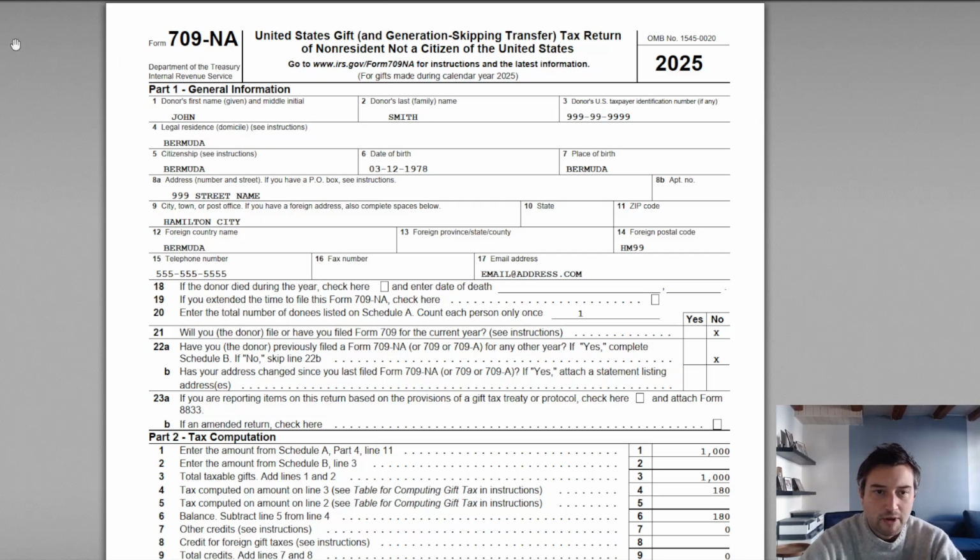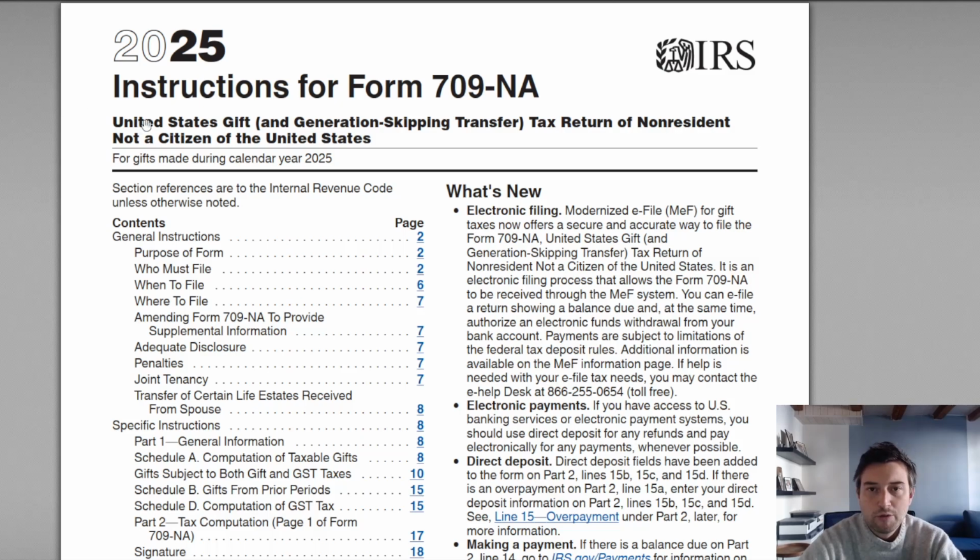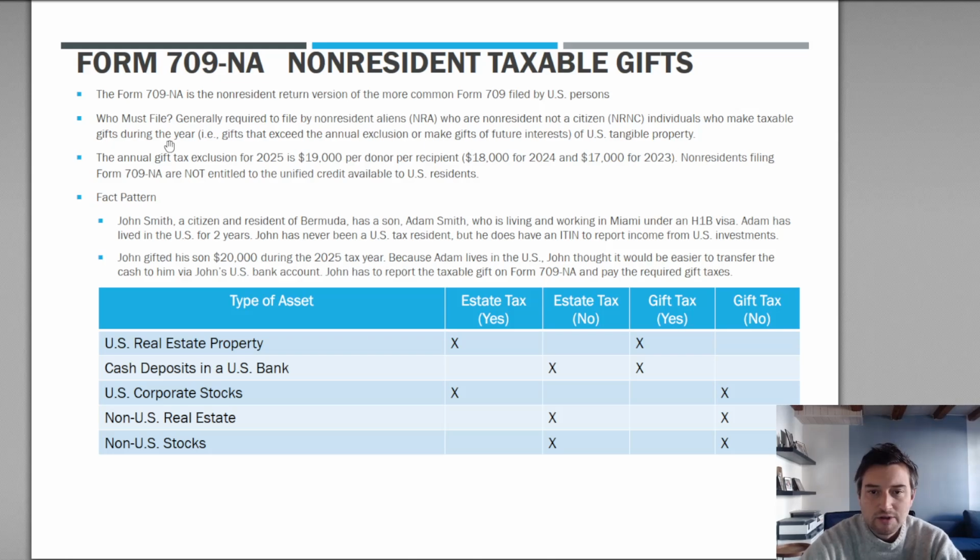We'll go through the fact pattern. I've also got the form instructions for the 2025 tax year, so we'll have a look at these and the tax tables within. And then I've got one slide here covering some background information on this form and non-resident gift taxes generally. So again, this 709NA is a non-resident version of the U.S. person Form 709 gift tax return.